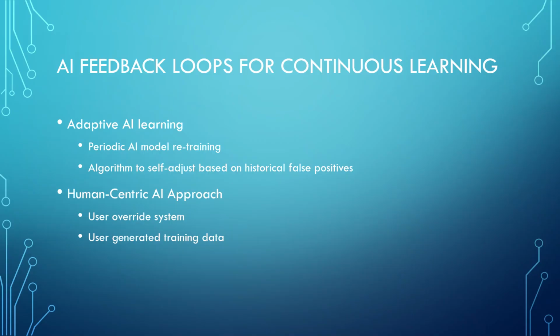Human-centric AI approach, where the user and the admin user can override the system, making sure that it is not hallucinating too much, and they can adjust the parameters which control the output from the AI model. The second one is user-generated training data. We can generate more training data, which can be utilized to retrain the model so that it does not provide a totally outlying output.